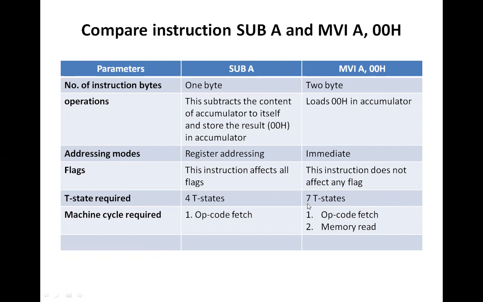So the opcode fetch operation will take 4 T states, plus the memory read operation will take 3 T states. So in total it is 7 T states. The machine cycle required is first only one, that is opcode fetch, and it requires two machine cycles. One is opcode fetch and the second one is memory read operation. So this is the difference between subtract A and MVI A 00.